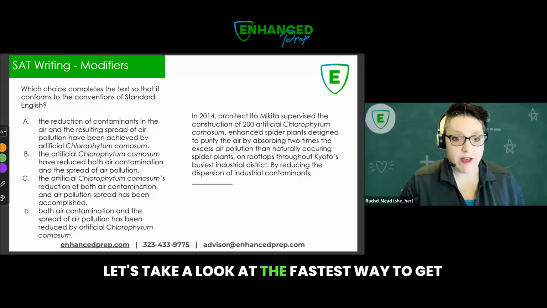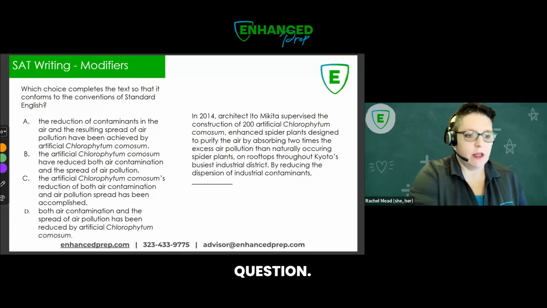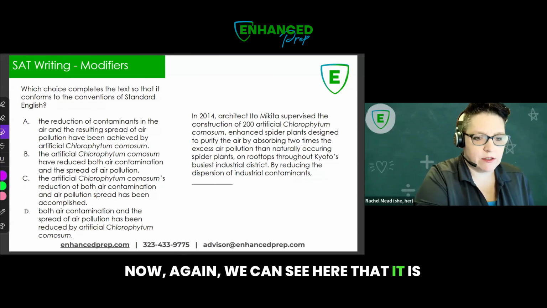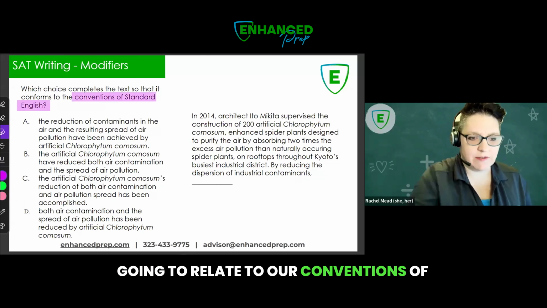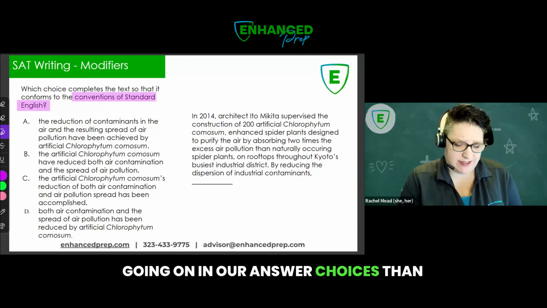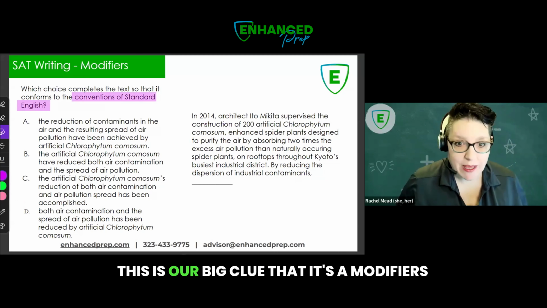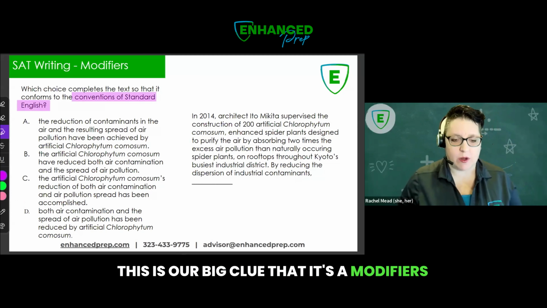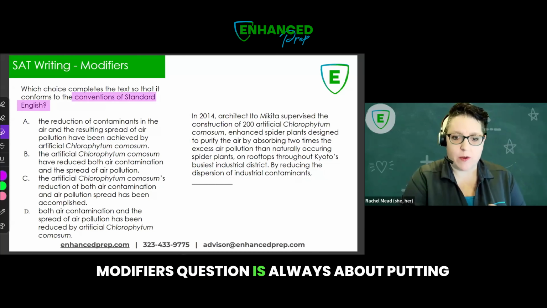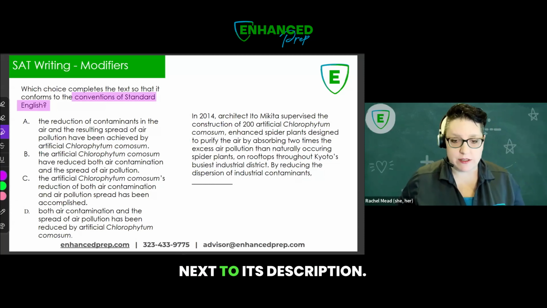Let's take a look at the fastest way to get through this SAT writing and language question. Now, again, we can see here that it is going to relate to our conventions of standard English, but we have a lot more going on in our answer choices than punctuation or verbs or pronouns. This is our big clue that it's a modifiers question. A modifiers question is always about putting the thing that is being described right next to its description.